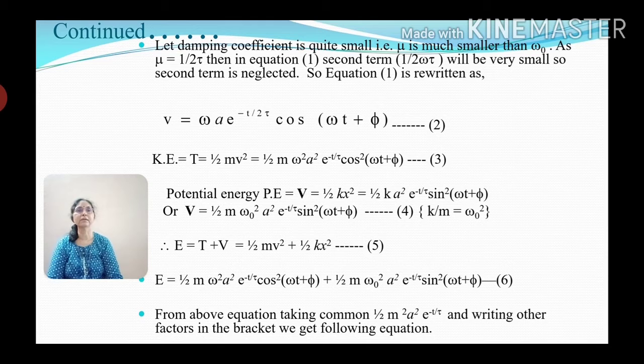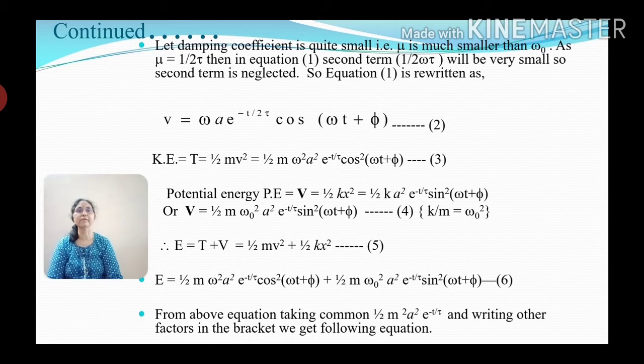Now, we will find the potential energy. Potential energy is normally given as half k x square, which is equal to half k a square e raised to minus t upon tau sin square(omega t plus phi). But k is the restoring constant, and we have already learnt that k by m is equal to omega 0 square, where omega 0 is the natural frequency of the oscillator. Therefore, we write k is equal to m omega 0 square. So, the potential energy is given as half m omega 0 square a square e raised to minus t upon tau sin square(omega t plus phi).